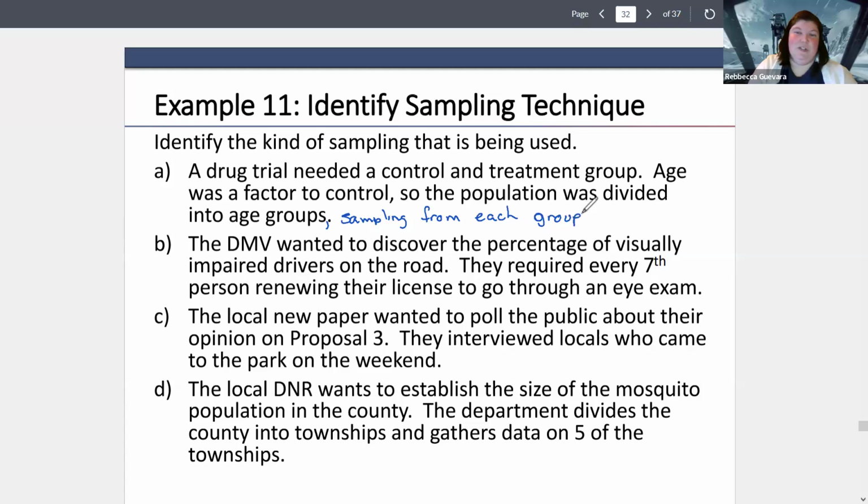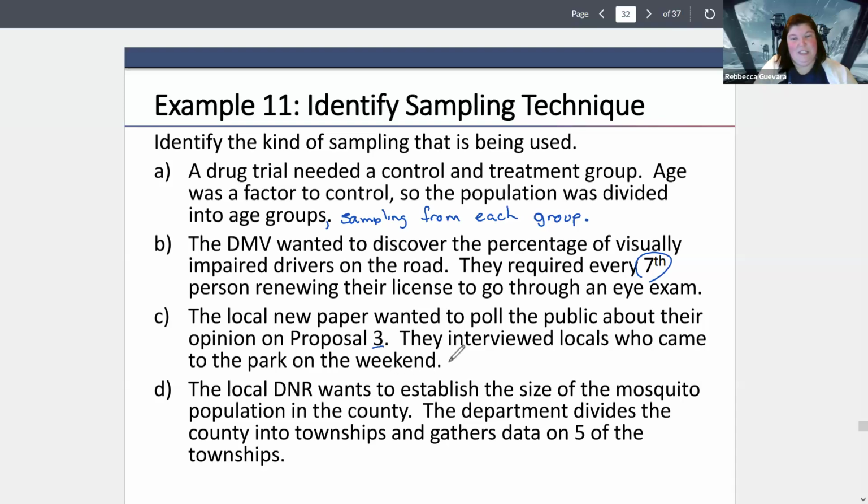Something that was kind of assumed here. This was an older problem I used to have. The DMV wanted to discover the percentage of visually impaired drivers on the road. They required every 7th person renewing their license to go through an eye exam. The local newspaper wanted to poll the public about their opinion on Proposal 3. They interviewed locals who came to the park on weekends.